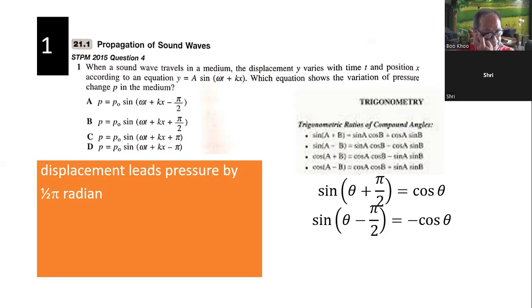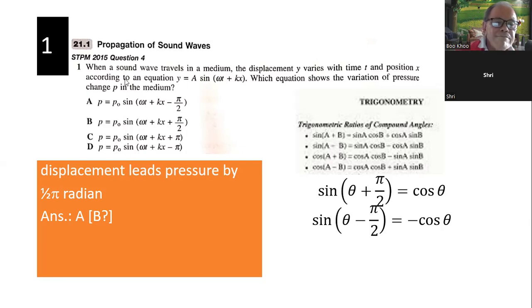You need to know that the displacement leads the pressure by half pi radian. So answer should be A. You are looking at the answer, you're not doing your own picking. Your answer given is B, but I think it should be A. Okay.